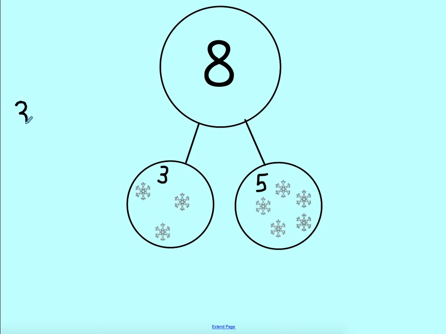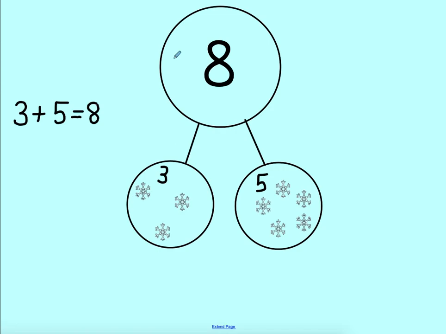3 plus 5 equals 8. Very good. Part plus part equals whole. Very good. Now, we can also use a number bond to help us with subtraction.